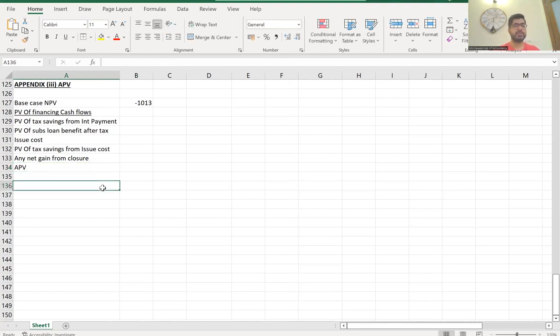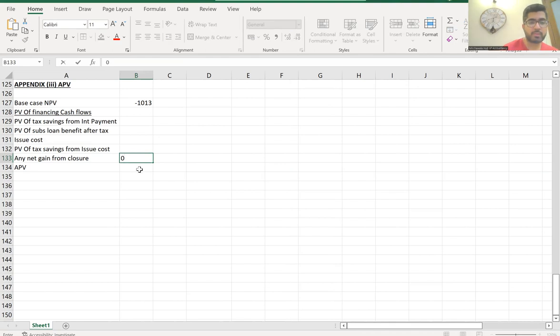Right. So this is firstly the format of APV, that we need to write a base case NPV, then present value of financing cash flows, present value of tax savings from interest payments, present value of subsidized loan benefit after tax, issue cost, tax savings from issue cost, net gain from closure. I don't think there is any net gain from closure, so write zero.